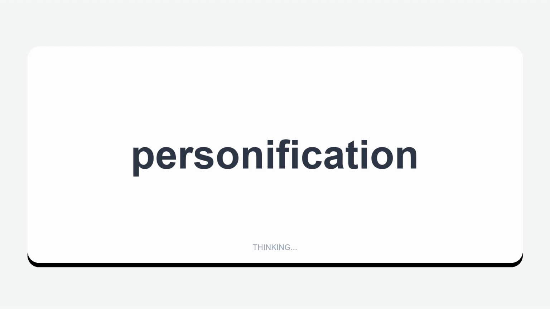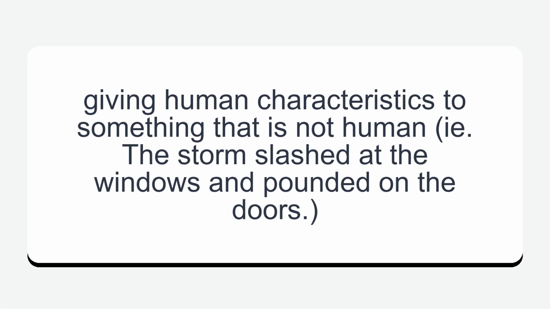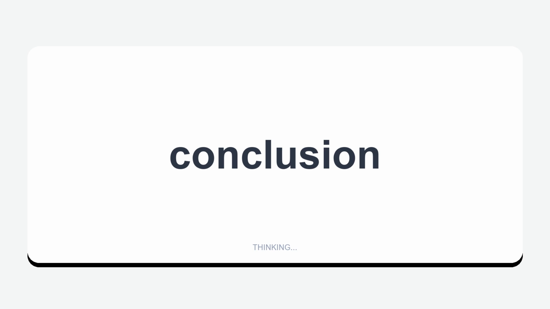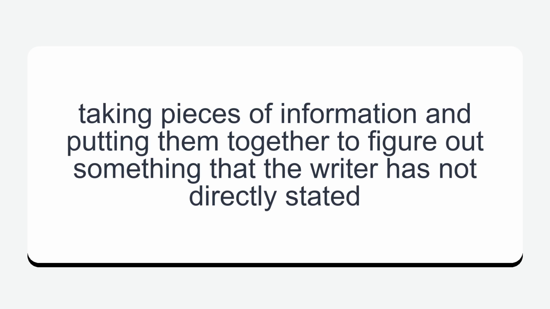Personification: giving human characteristics to something that is not human, for example, the storm slashed at the windows and pounded on the doors. Conclusion: taking pieces of information and putting them together to figure out something that the writer has not directly stated.